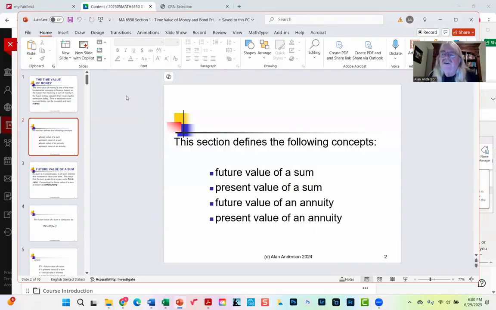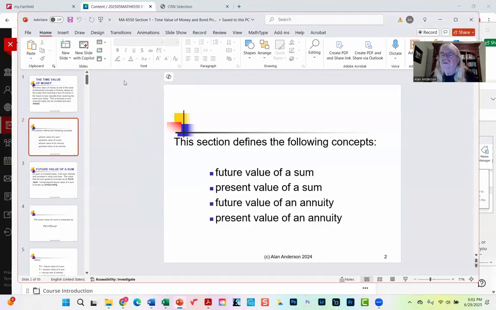So future value in a nutshell means how much is an investment worth in the future. The present value is the opposite. It means how much will a future investment be worth to us today? Okay, so we can apply it to a single sum or an entire annuity. Many financial products are structured as annuities, which is why this is so important.